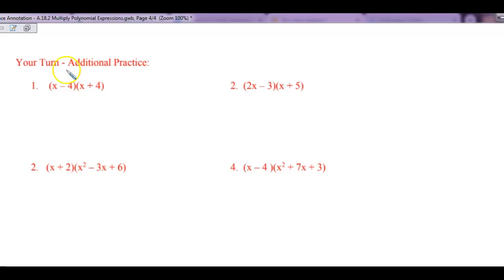All right, so if I have x minus 4 times x plus 4, we're going to use the FOIL method because it's a binomial times a binomial. X times x is x squared. X times 4 is plus 4x. Negative 4 times x is negative 4x. And negative 4 times 4 is negative 16. I can simplify these two. So I get x squared, those cancel out, minus 16.